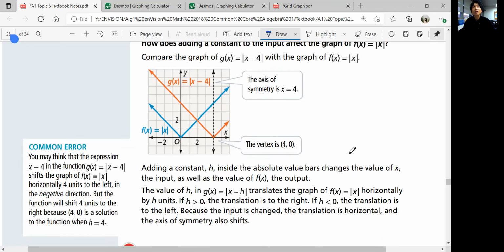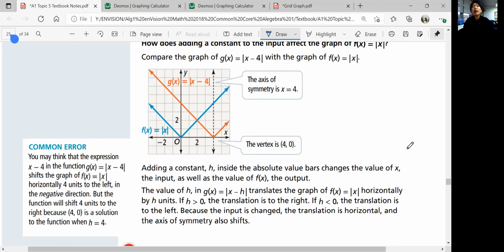So if you add a constant h inside the absolute value bars, it changes the input, as well as the output, because the output depends on the input, so it does change the output as well. But it's important that it's going to change the input first, okay?